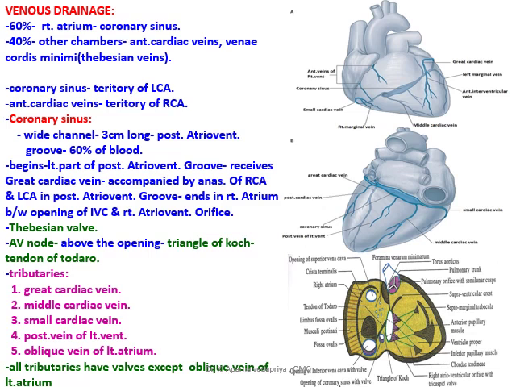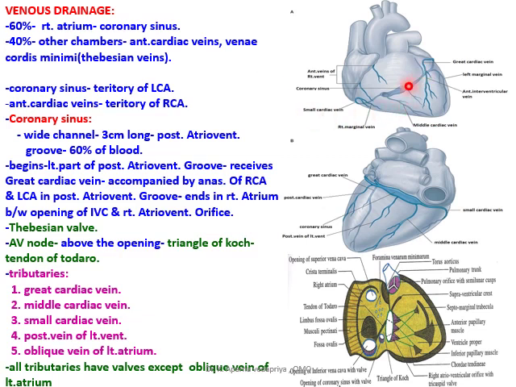So coming to the venous drainage, 60% of the blood is drained into the right atrium via the coronary sinus. And the remaining 40% is drained to all other chambers of the heart via the anterior cardiac veins and the venae cordis minimi, which are also called the Thebesian veins. They are very, very minute veins which drain into all the chambers of the heart.